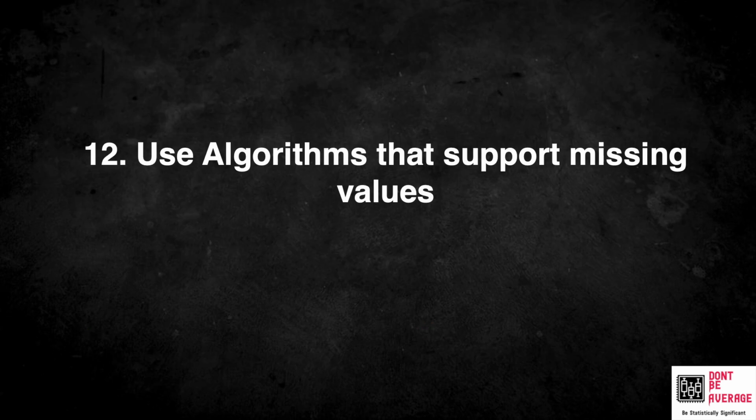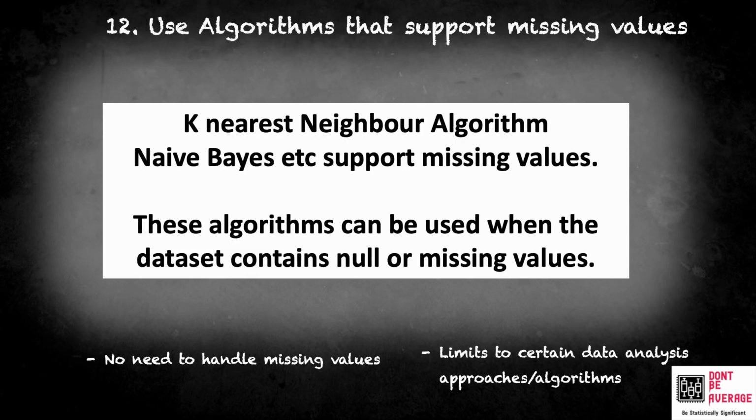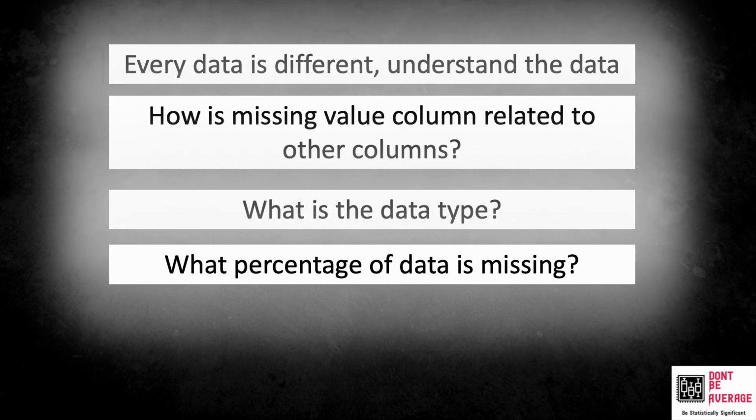Now, the last and final approach is using algorithms that support missing values. Some of the machine learning data mining algorithms support missing values, for example, the k nearest neighbor algorithm and the naive Bayes algorithm. These algorithms can be used when the dataset contains null or missing values. So we can fall back to these algorithms in case we don't want to handle missing values, or we cannot handle missing values. The good thing about this is we don't have to handle missing values, of course, but it limits us to certain data analysis approaches or algorithms.